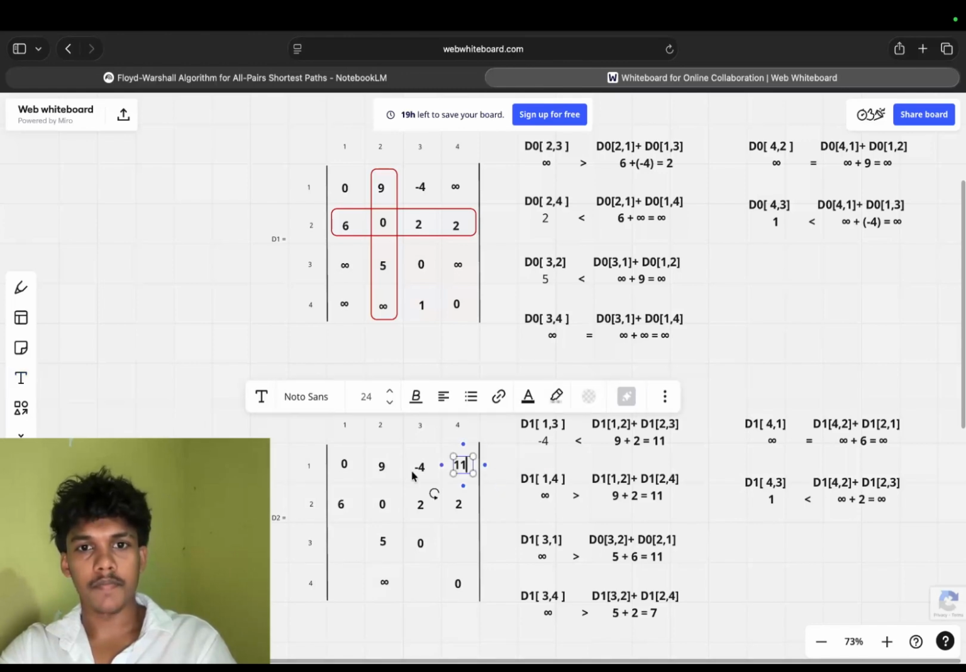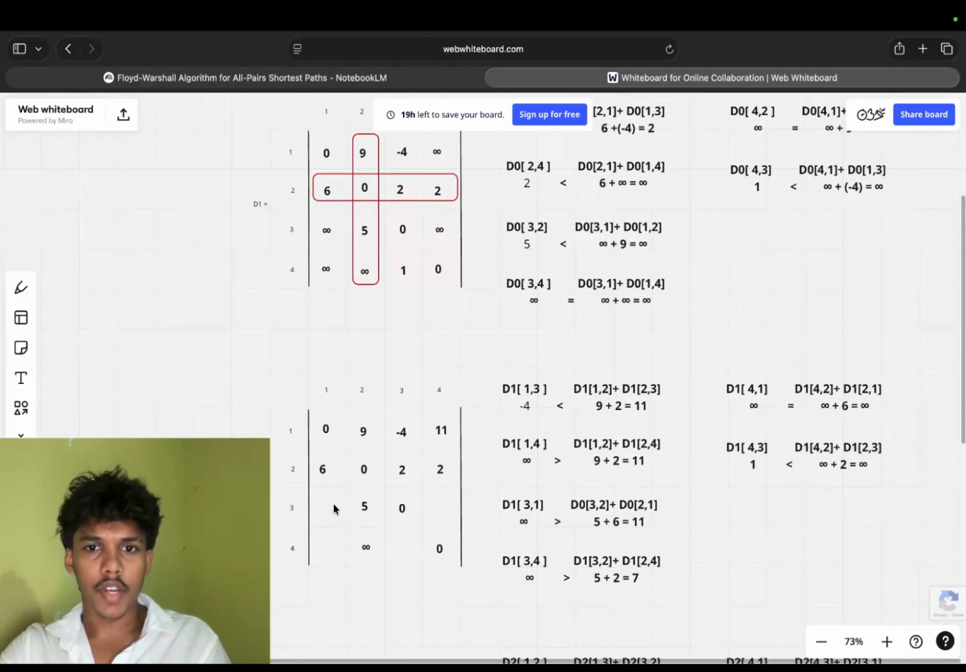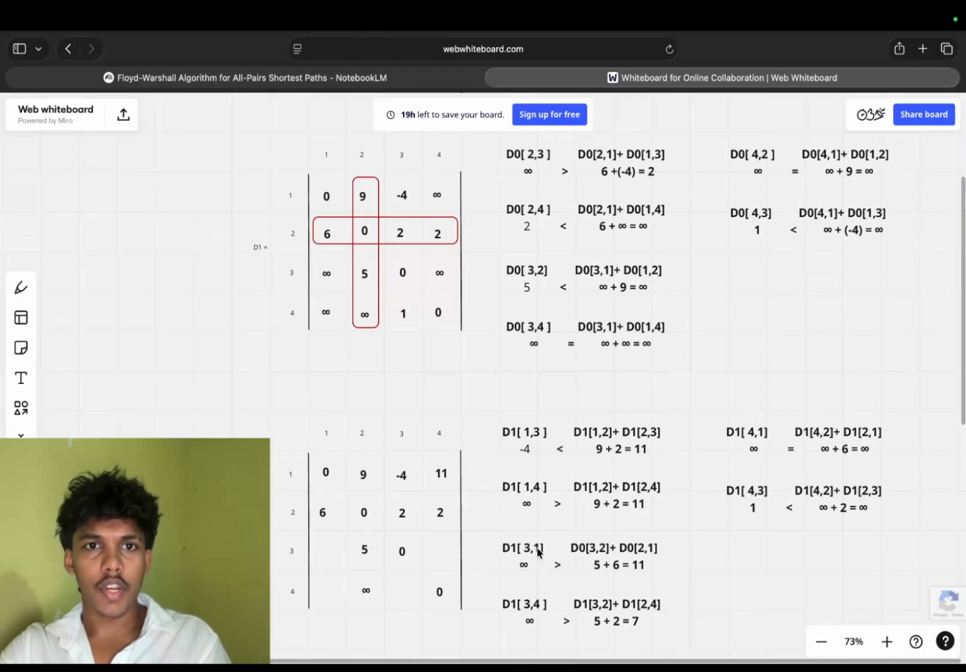So 11 is less than infinity, so we will choose 11. 11 goes here. All right, then we have to find 3 to 1. 3 to 1 is infinity. By getting the middle element, we have a path 3 to 2 and 2 to 1. So 3 to 2 is 5, 2 to 1 is 6, so the answer is 11. So 11 is less than infinity, so we will choose 11.